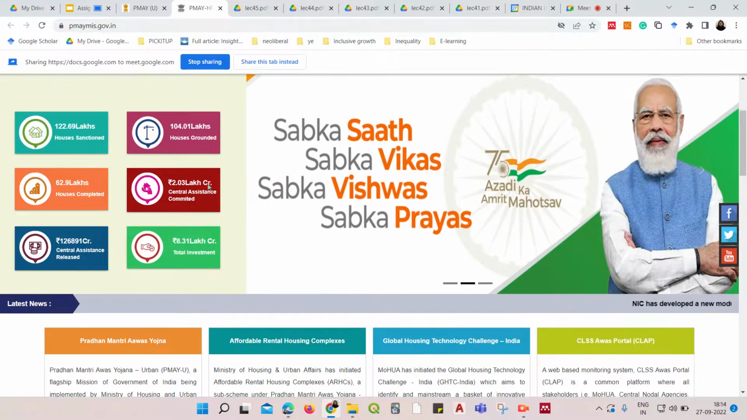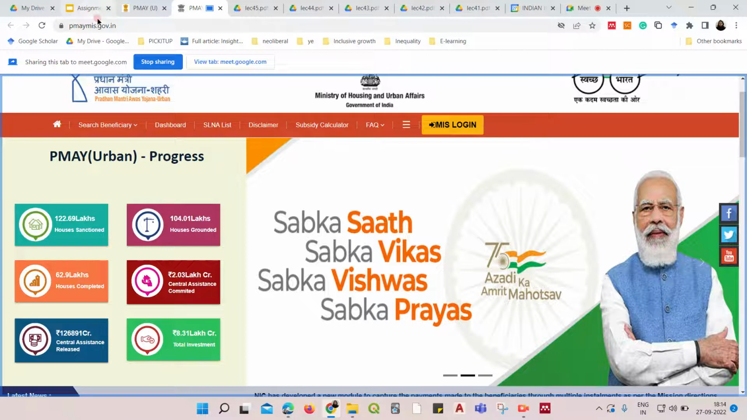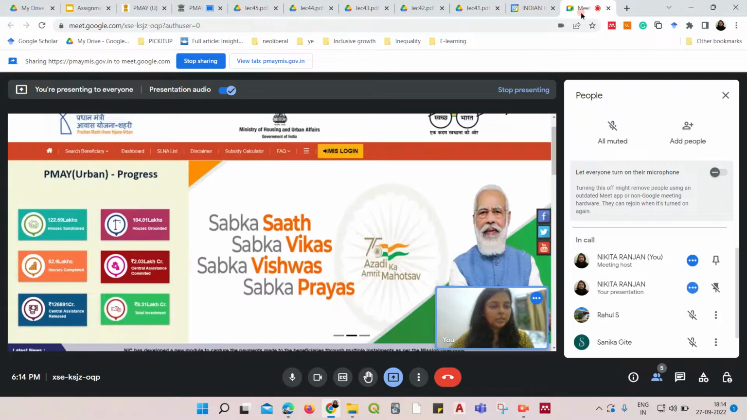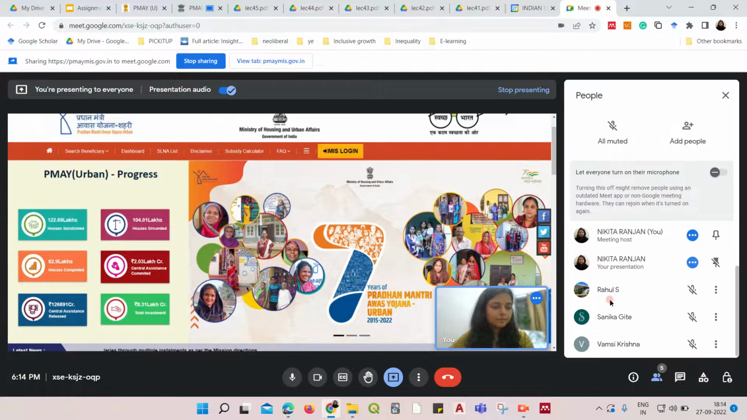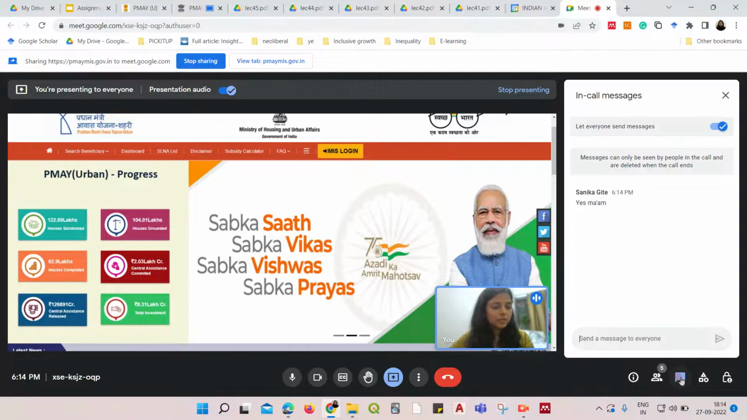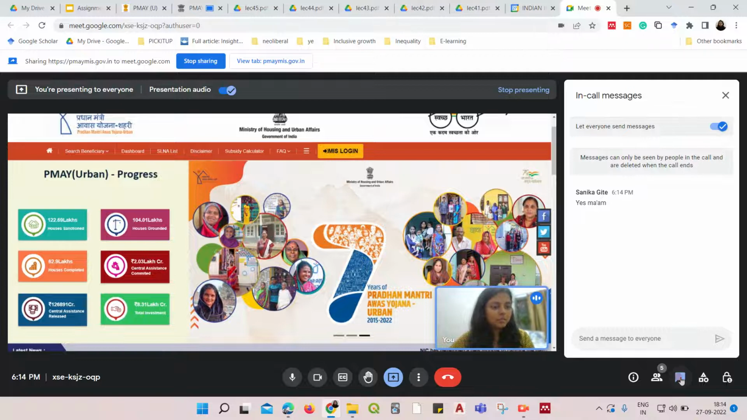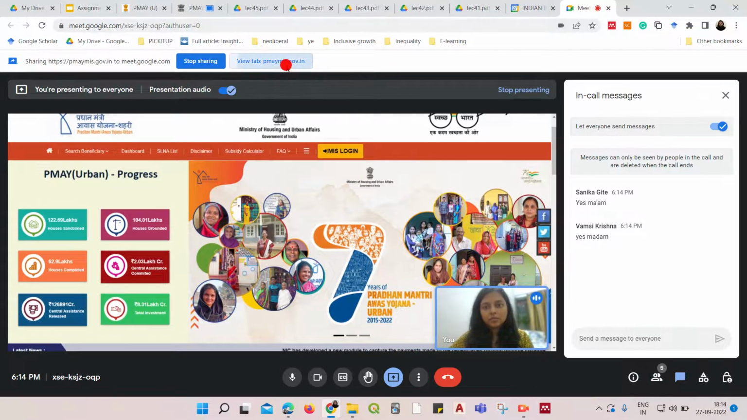So usually on the program, I hope you can see the tab. I have gone to the program website tab. Can anyone just indicate if they can see the tab? Sanika, can you tell me if you can see the tab? You can just type in the in-call messages or the message box, and I'll get to know. Okay, okay. And let's go back.